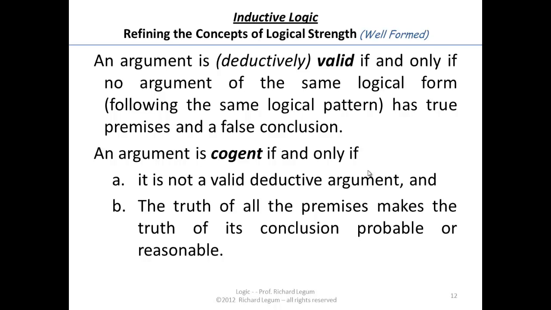That is, an argument is cogent, meaning it's a logically strong inductive argument, the equivalent of inductively valid, if and only if, first of all, it's not a valid deductive argument, and second of all, the truth of all the premises makes the truth of its conclusion probable or reasonable.